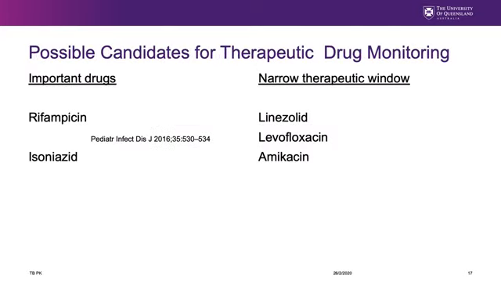So possible candidates for TDM could include the most important drugs, which for TB is rifampicin and isoniazid, and also those with a very narrow therapeutic window. So in medication, we already know we're getting a better understanding of how to measure that and dose adjust, but also drugs like the quinolones and linezolid.